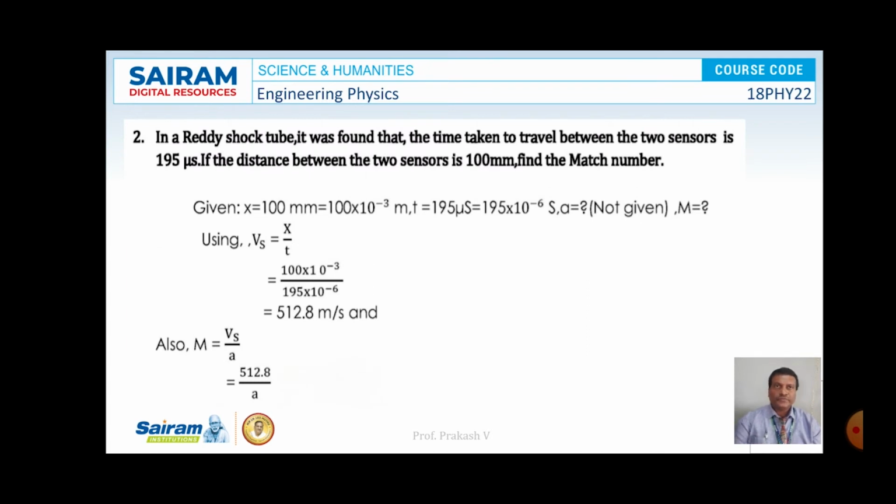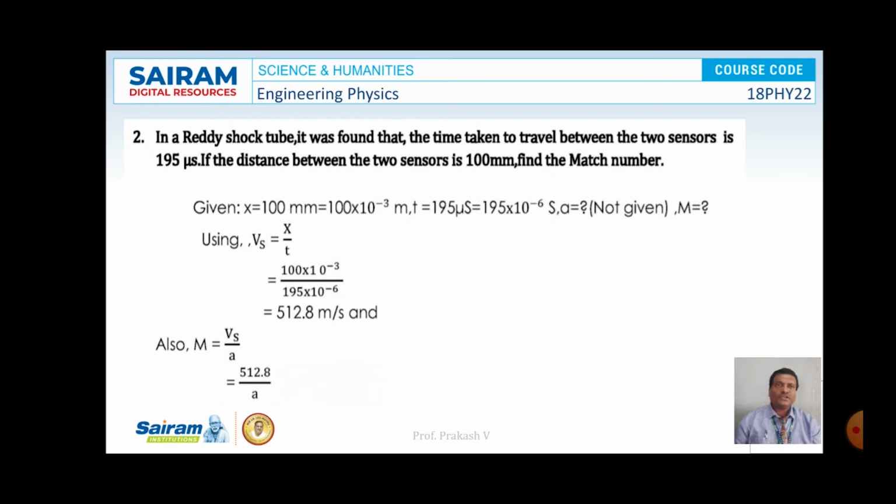Second problem. In a shock tube, it was found that the time taken to travel between the two sensors is 195 microseconds. If the distance between the two sensors is given as 100 millimeter, find the Mach number. It is similar to the previous problem. So here the value of x, that is the distance between the sensors, is given as 100 millimeters and the time taken by the shock wave to cover this distance is 195 microseconds.